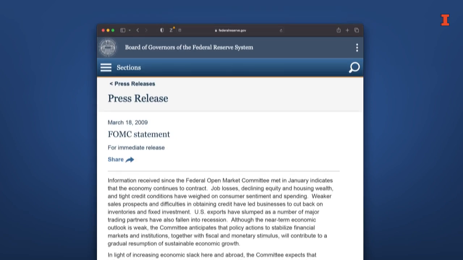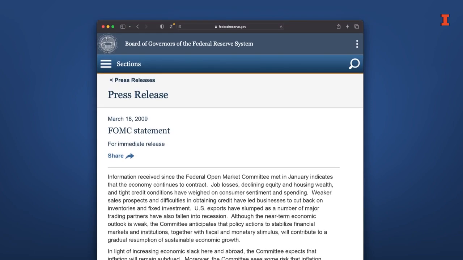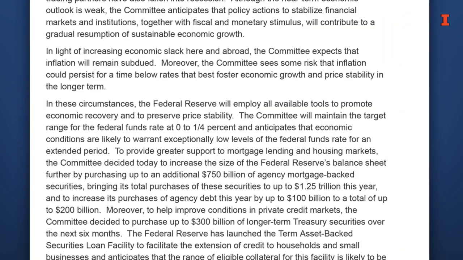Now, let's look at a more recent FOMC statement. Here we can see explicit forward guidance. Here's a statement from March 18, 2009. At this point, the federal funds rate was close to zero. What does the FOMC say?